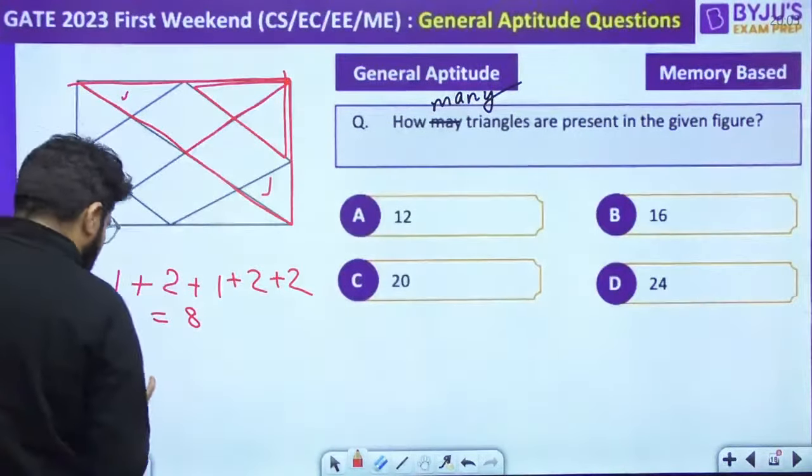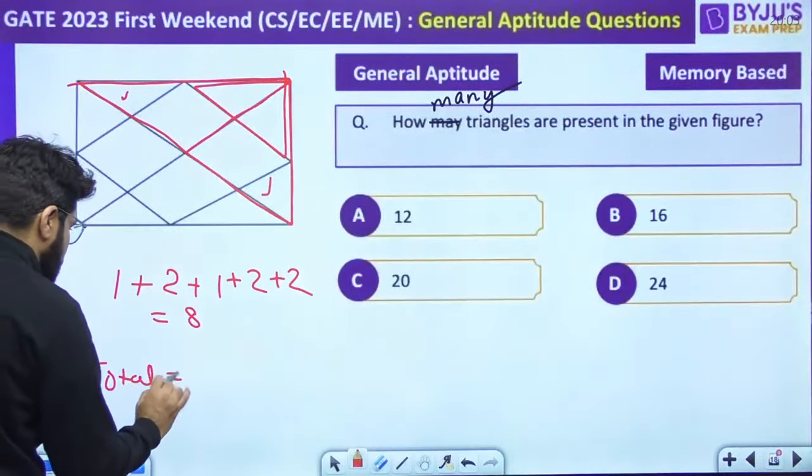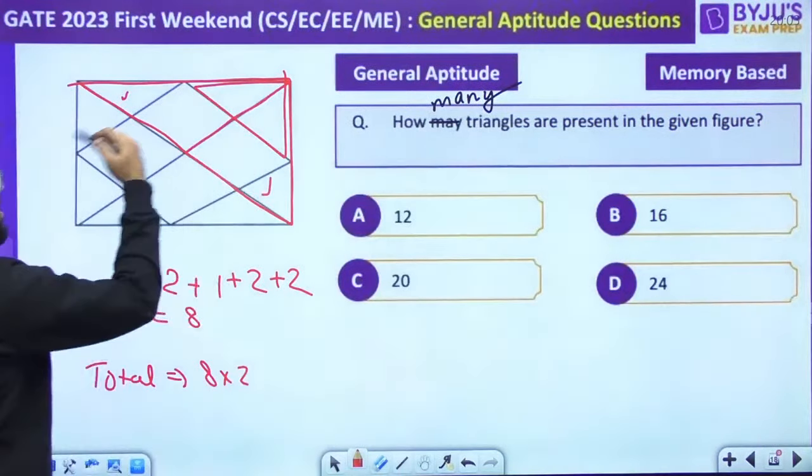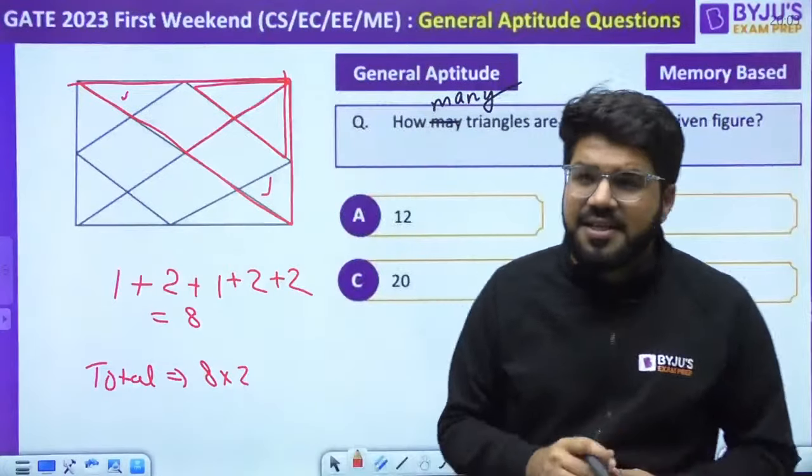Okay, this is only half of the portion. How much is the total? Now look, total is 8 multiplied by 2 because it is a symmetric picture. Lower half will also contain 8. But is the answer still 16?